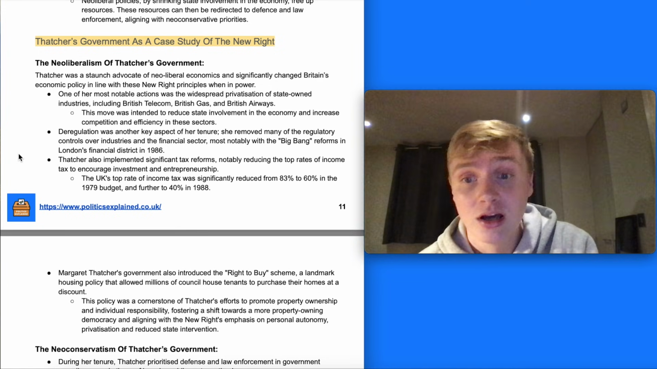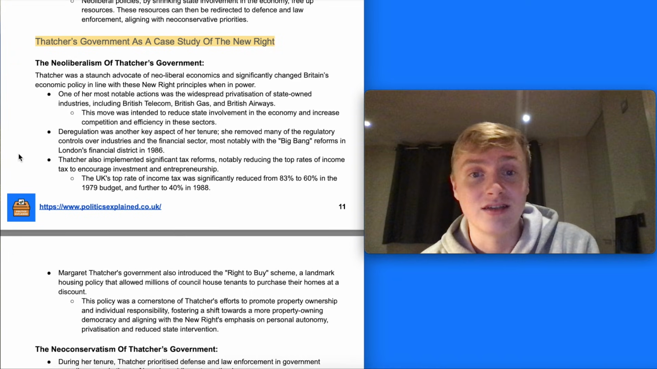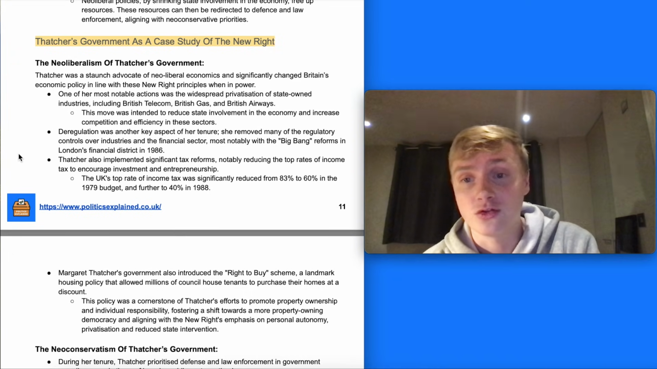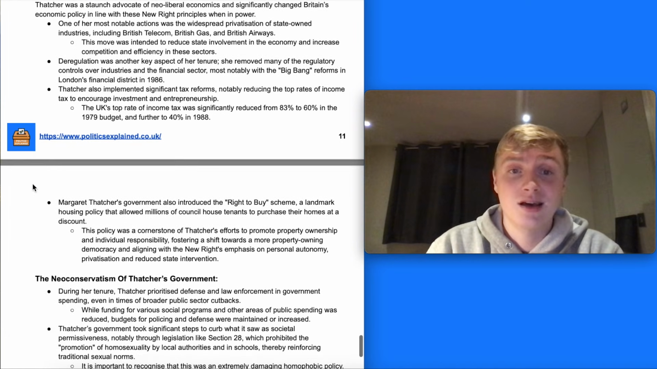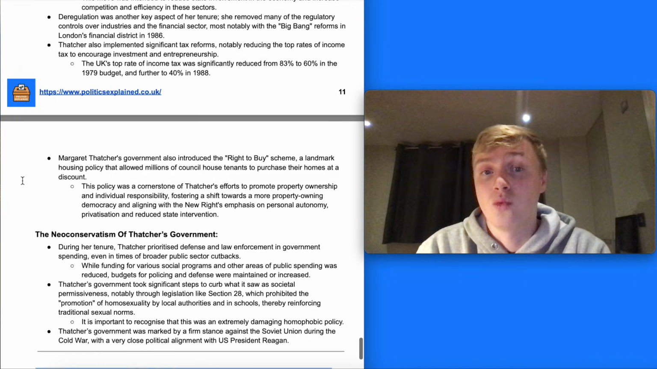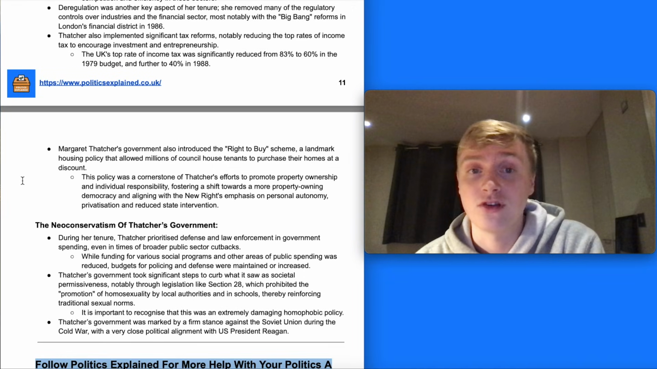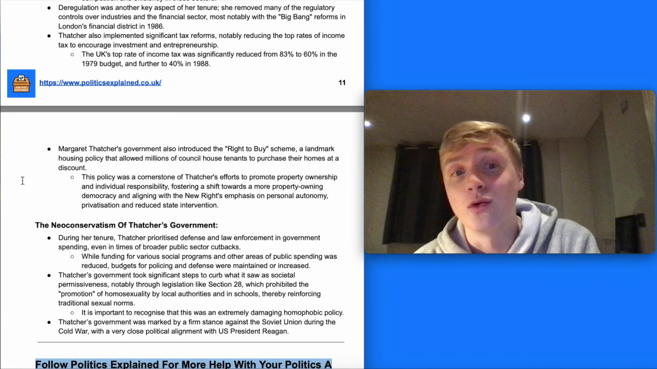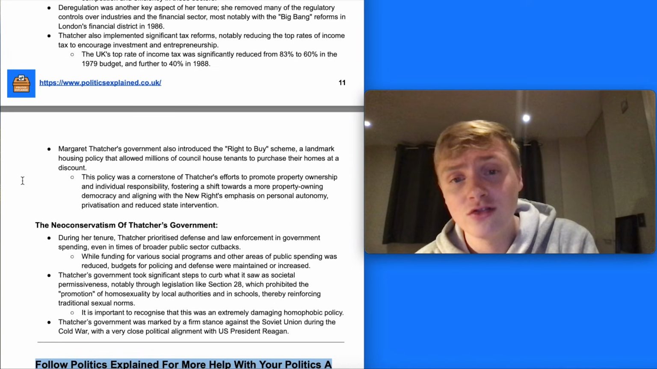Also deregulation: she reduced a lot of regulation in the economy, which culminated in the Big Bang reforms in London's financial district in the 1980s. Also, massively reduced tax. The UK's top rate of income tax was 83% when she came into power, a heyday of social democracy, and was reduced to 40% by the time she left power. And she also introduced the right to buy scheme.